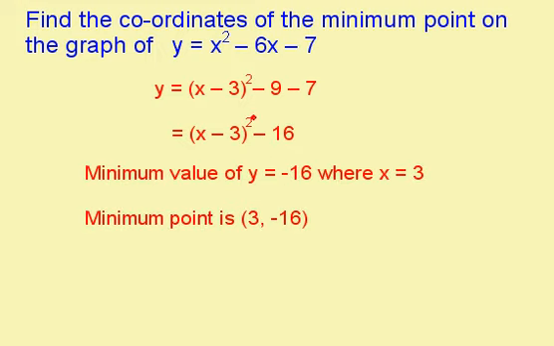As in the previous question, the minimum value of this square number here is 0. So the minimum value of y occurs when this is 0, and that value is −16. When this bracket is 0, x has to be 3. So the minimum point is x is 3, y is −16.